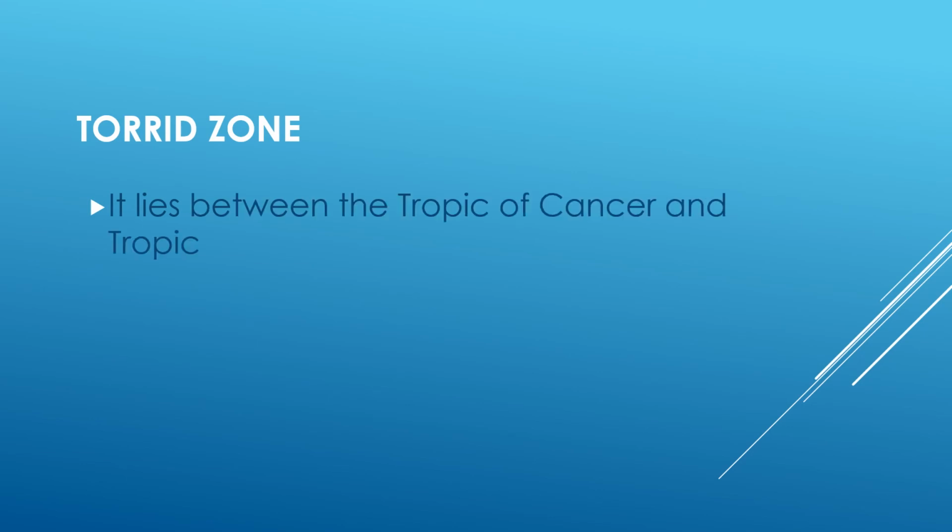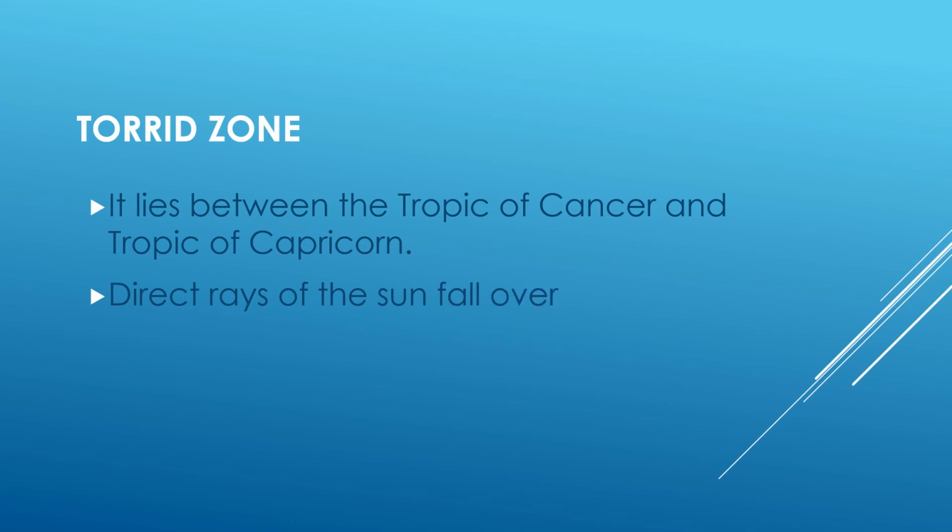So here we will talk about Torrid Zone. Torrid Zone lies between the Tropic of Cancer and the Tropic of Capricorn, and in between both of them there is the equator, so it lies up and down around the equator. Now, in the torrid zone, direct rays of the sun fall over it. So the climate is hot and humid throughout the year. Why is it hot and humid? Because direct rays of the sun are falling over it.